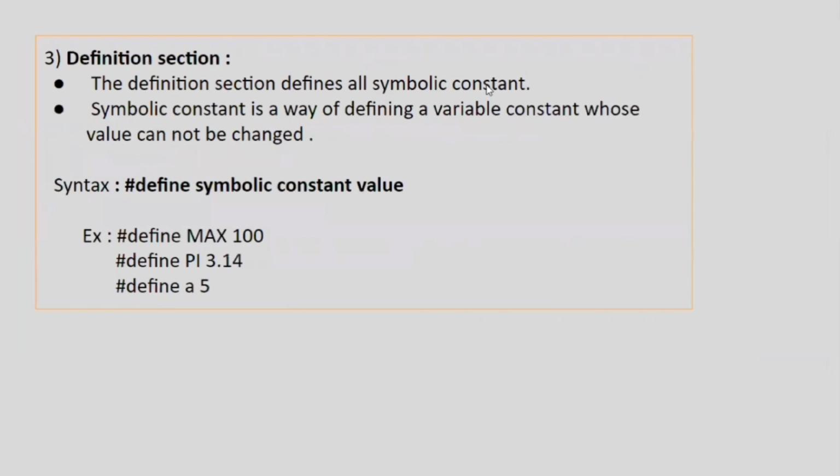Definition section. The definition section is where we give a defined value to the code. Here I have given #define MAX 100, which means the maximum value will be 100. #define PI 3.14, so the pi value will be taken as 3.14. #define A 5 means we are giving a the value 5.